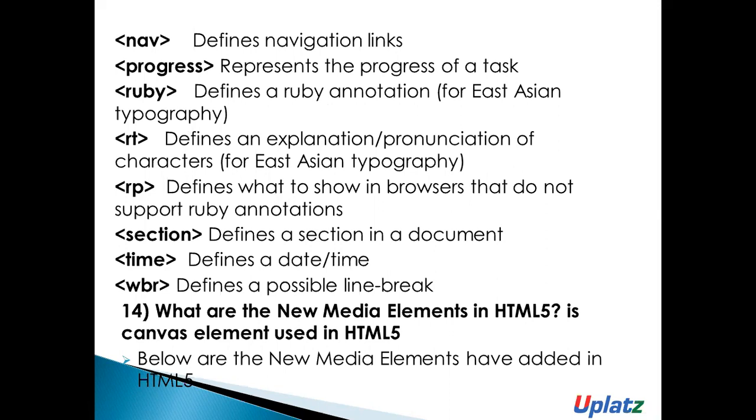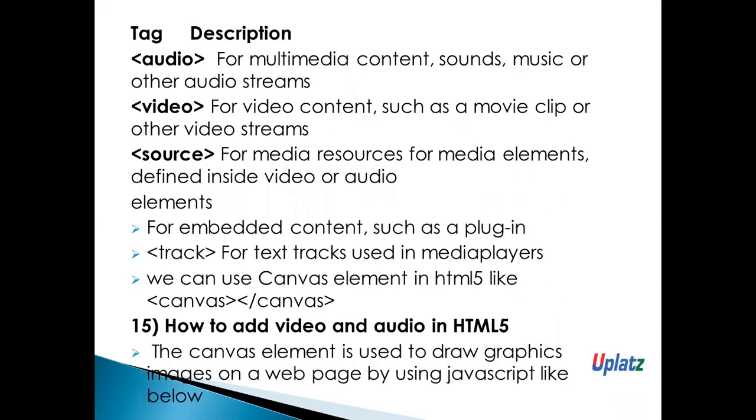Next, what are the new media elements in HTML5? The canvas element is used. Below are the new media elements added in HTML5, just like audio and video, which we have already discussed. Source is a new element for media resources, defined inside audio or video. Embed is for embedded content such as plugins, and track is for text tracks used in media players. So we can use the canvas element in HTML5.